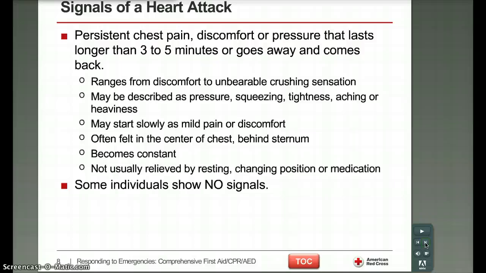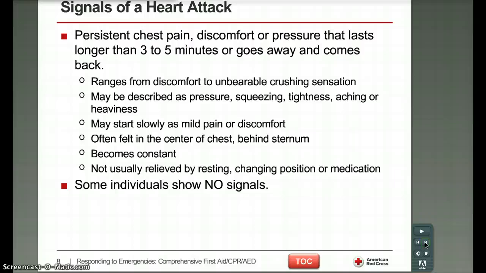This is discomfort or pressure that's going to last for longer than 3 to 5 minutes or goes away and comes back. So once again, they talked about in the video a really tightness in the chest, almost as if somebody's sitting on your chest. It becomes very, very painful, difficult to breathe. It can range from discomfort to unbearable crushing sensation, maybe described as pressure, squeezing, tightness, aching, or heaviness.